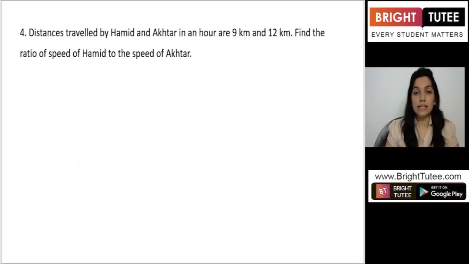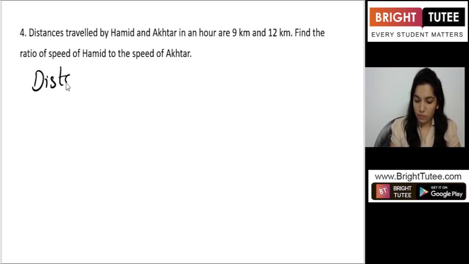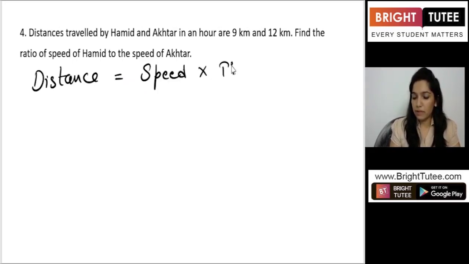Okay. And now let's do question number 4. It says distances traveled by Hamid and Akhtar in an hour are 9 kilometers and 12 kilometers. Find the ratio of speed of Hamid to speed of Akhtar. I hope you remember how we need to find the speed when we are given distance and time. Right, so distance traveled is always equal to the speed multiplied by the given time you have taken.